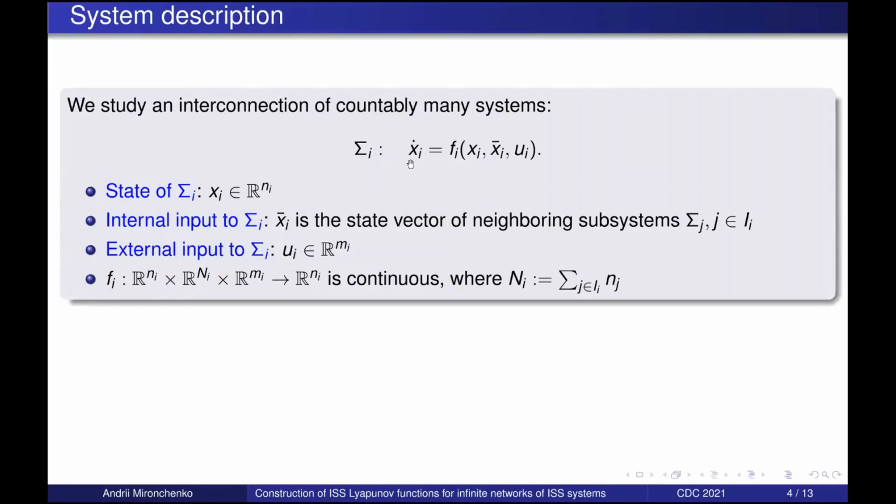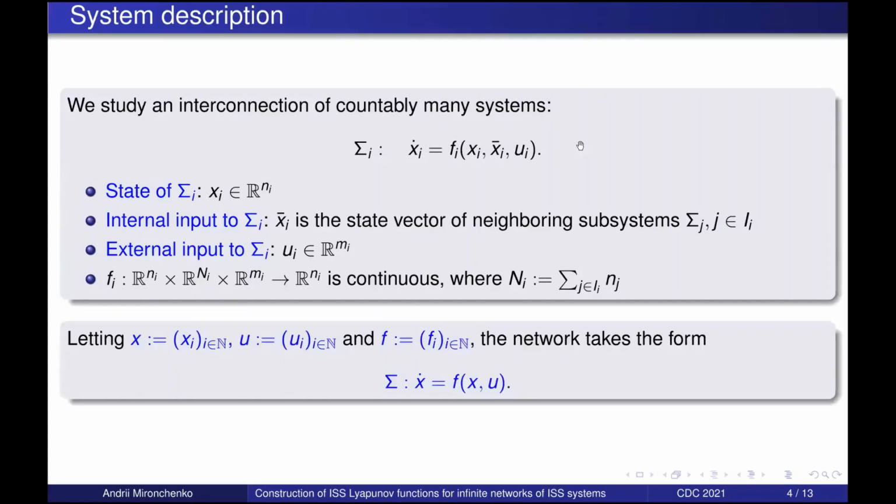So, we consider in this talk the interconnections of infinitely many systems of such type. Each subsystem is an ordinary differential equation. Xi is its state. Xi bar is the vector consisting of the states of neighboring subsystems. So this is the internal input to sigma i, and Ui is the external input to sigma i. We assume that Fi is continuous and such that this system is well posed. To define the whole network, we collect Xi, Ui, and Fi into vectors x, u, f, and now the equations of motion for the whole network have this form.